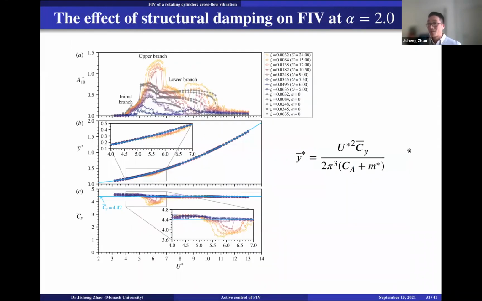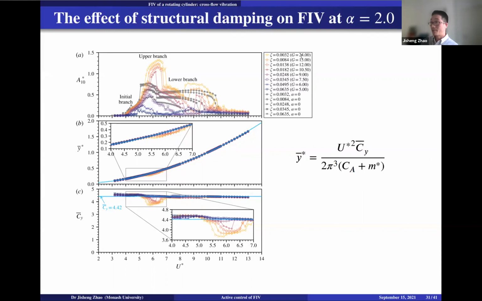Okay, sorry about that. More recently, I'm looking at the effect of the structural damping. Actually, it is the combined effect of structural damping and alpha, the rotation rate. I just finished this experiment last week. I picked the alpha value of 2 because at alpha 2 you can see the largest enhancement in the amplitude. That's why I picked alpha 2, and then I changed the structural damping.